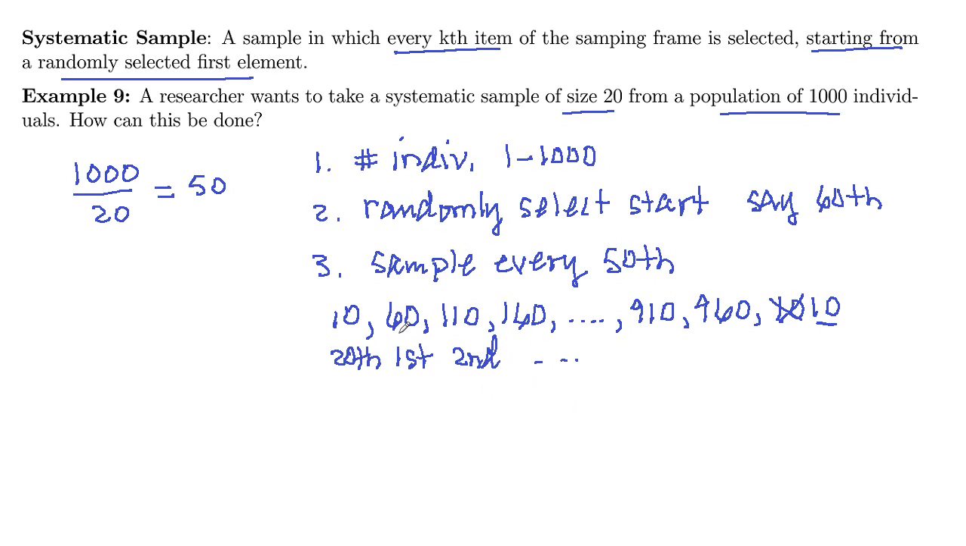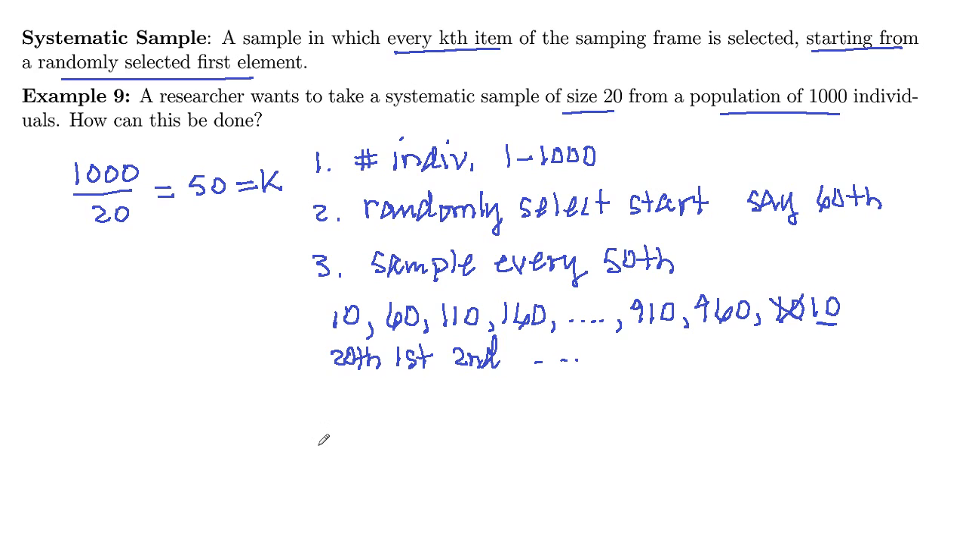So if your starting point is higher than the number k, this is every kth item, so this is our value of k equals 50, so if your starting item is bigger than k, you're going to have to cycle around to the beginning again and subtract off the total population size. Now, one way to get around that is to randomly select a start, but only select a random number from 1 to 50. And that way you're not going over 50.